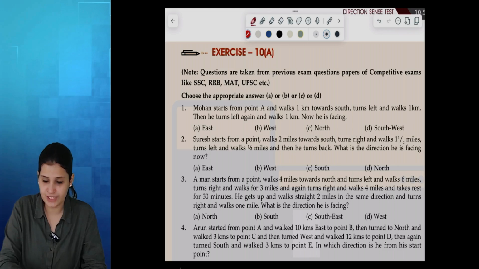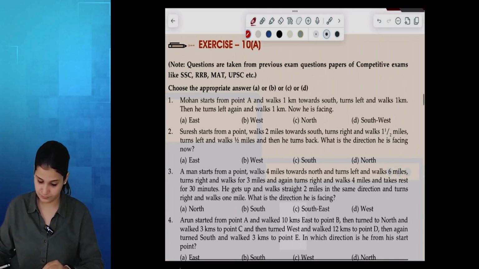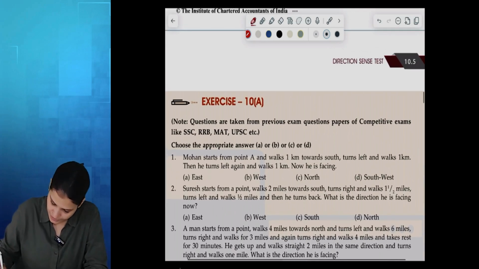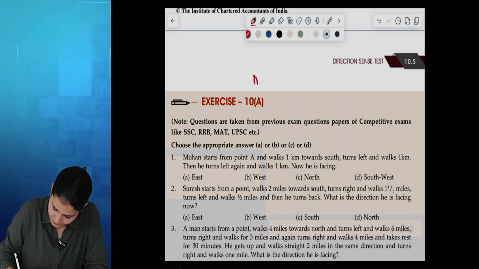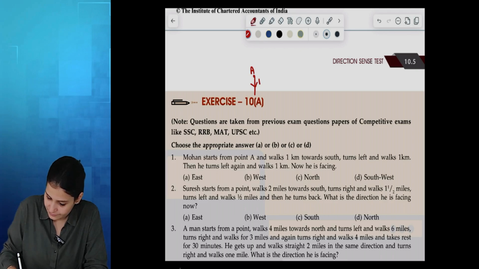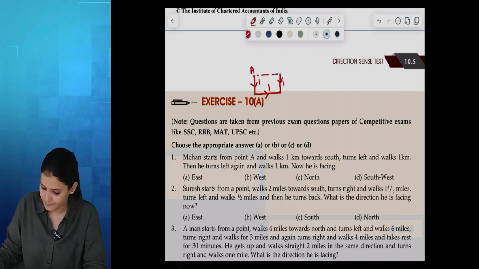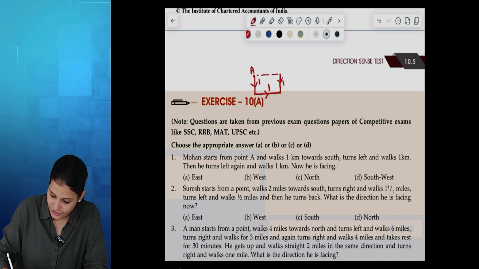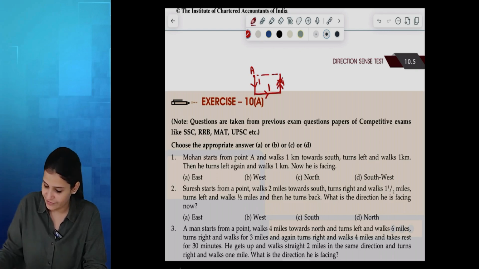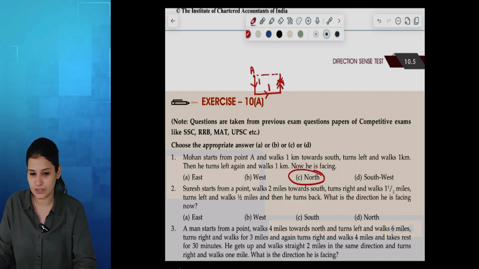Okay. First question, answer please. North. Mohan starts from a point A, walks 1 kilometer towards south, turns left and walks 1 kilometer. Then he turns left and again walks 1. So he has moved upwards, same length. So it should be parallel, coinciding with A. Now he is facing which direction? If he has gone there, which direction is he facing? North. He is facing upwards, so he is facing north.